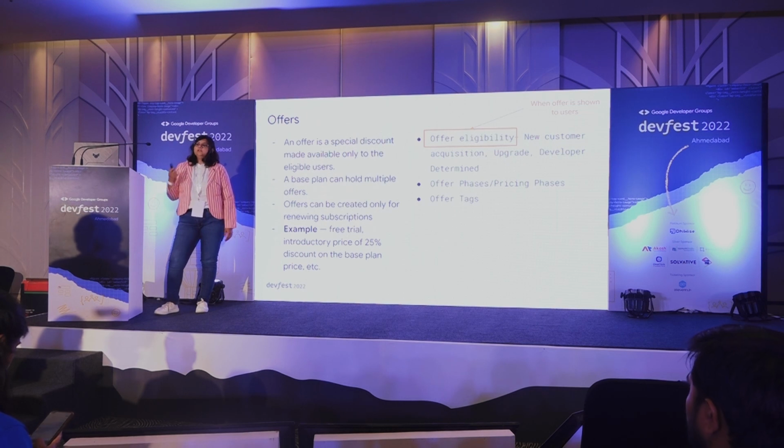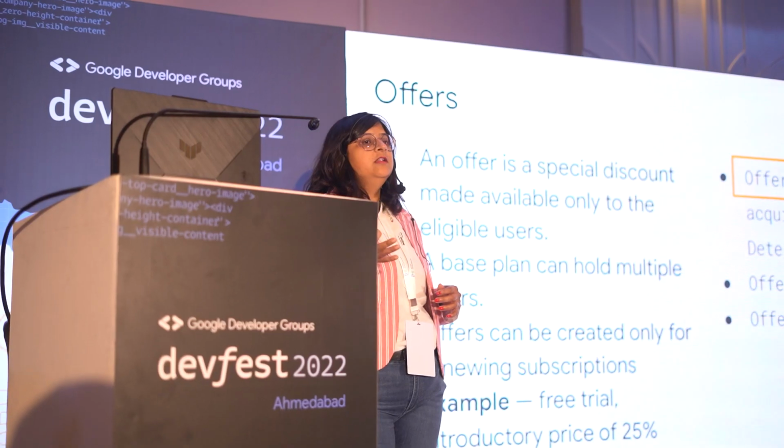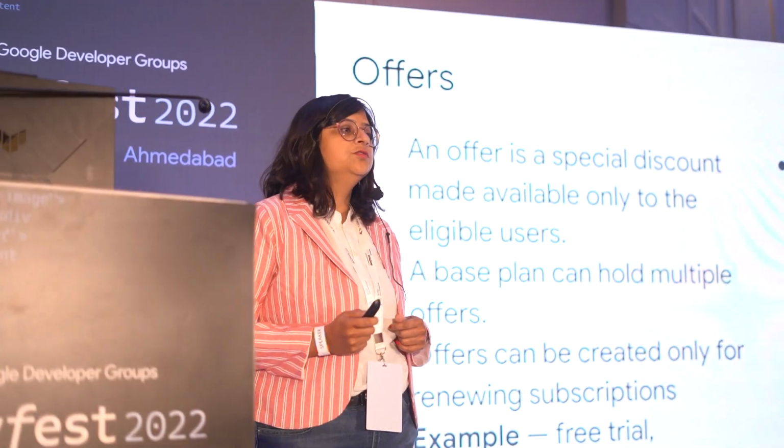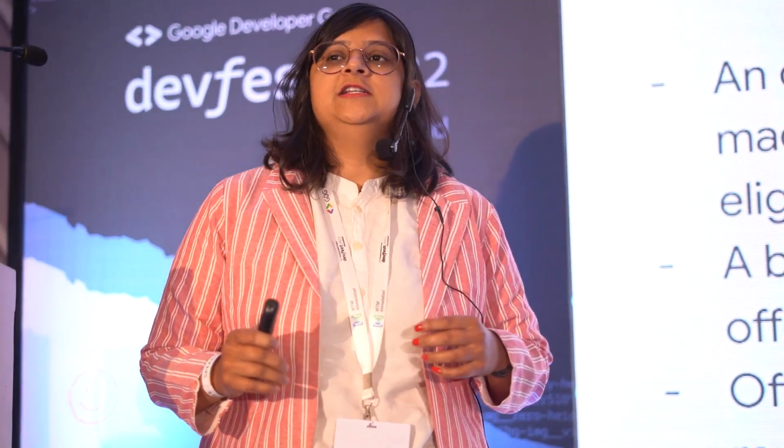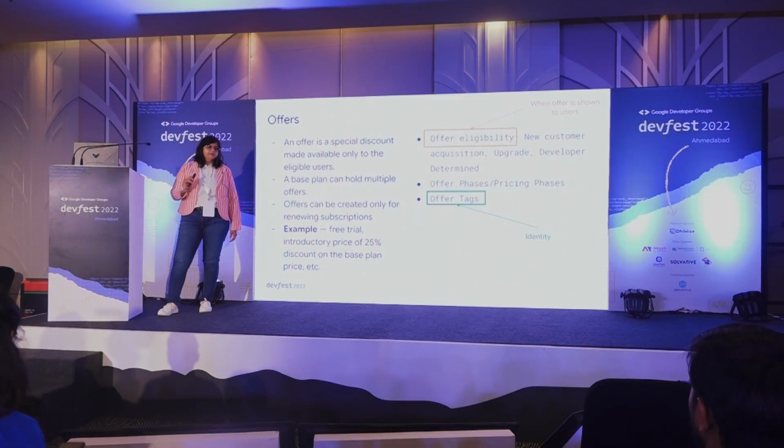Developer determined is something which you are in control of. So when you want to, let's say, roll out friends and family discounts, or you want to roll out a second chance to your premium subscriptions, at that time you are in control of this, and you can decide which offers are rolled out to which users in your application. So that is developer determined. Offer phases, again we'll come to that later.